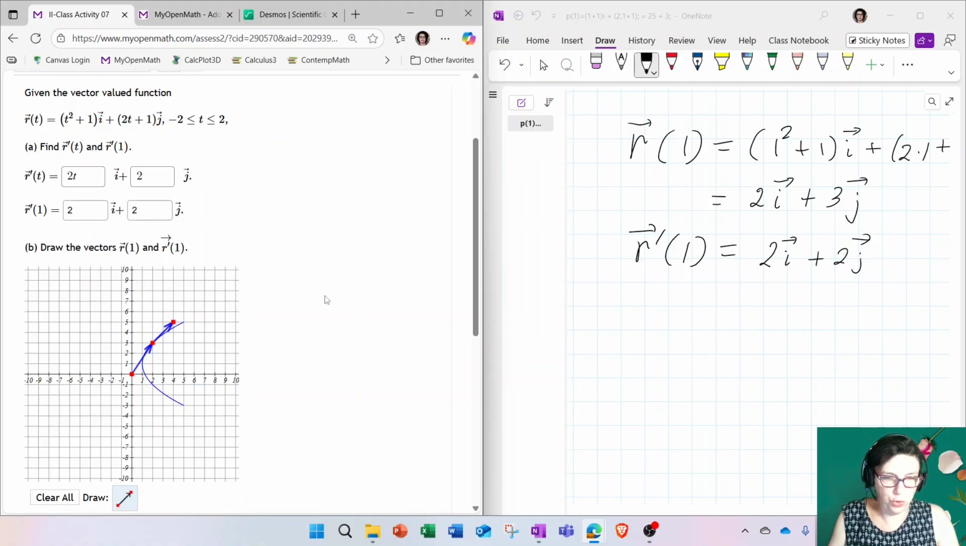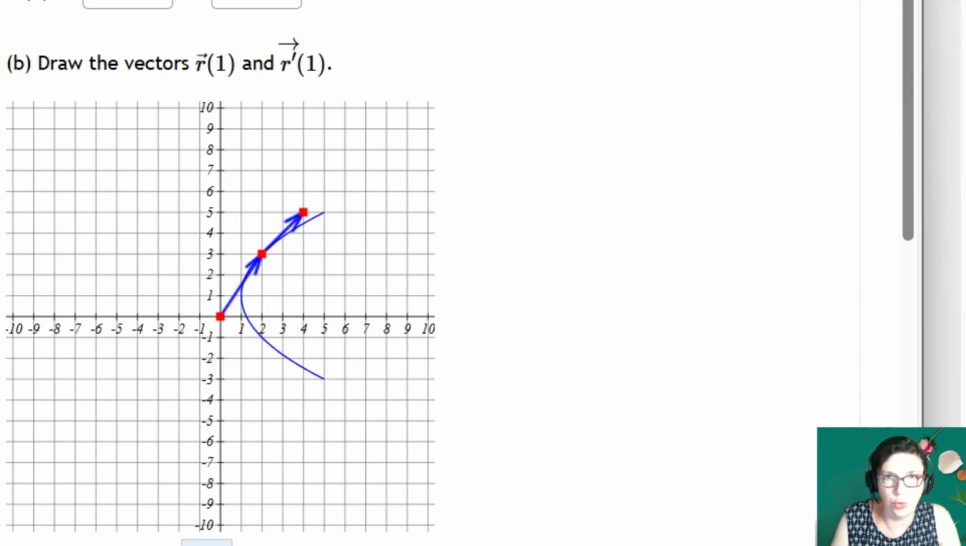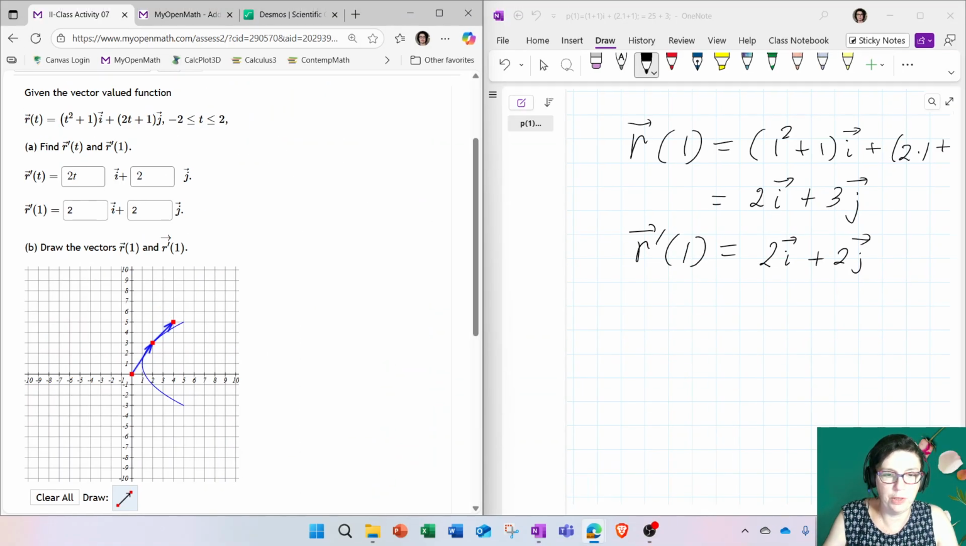Now, one thing that you should know is that the derivative vector is always tangent to the curve, which is what happened here, right? You can see that this vector r prime, this right here, this is your r prime of 1, that is tangent to the curve. And also, it shows you the direction of motion. So as your parameter increases, the particle is going to go along that parabola, in the direction from bottom to the top.